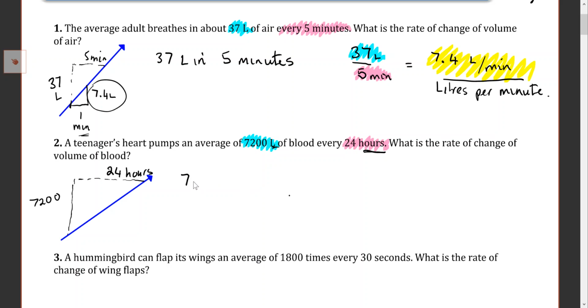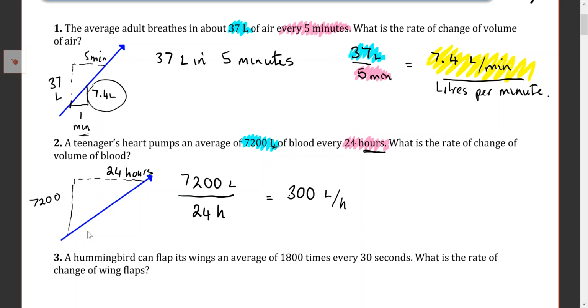So we do 7,200 divided by 24. Is 1,440? 300, okay. Makes more sense. Exactly 300. Yeah. 300 litres per hour. We must put our units in. Okay. 7,200 divided by 24.